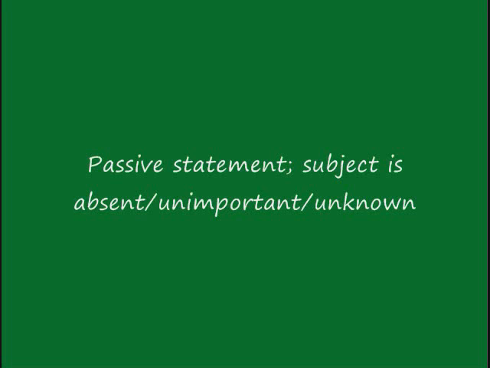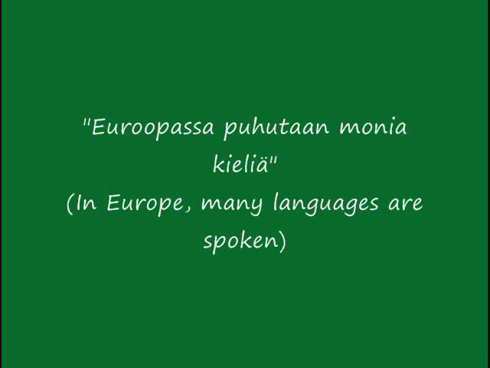The last way you would use this is when you are trying to convey an action where the doer of the action is either unknown or unimportant. For example, if you wanted to say, in Europe many languages are spoken, Euroopassa puhutaan monia kieliä. Now let's learn how to construct this form.